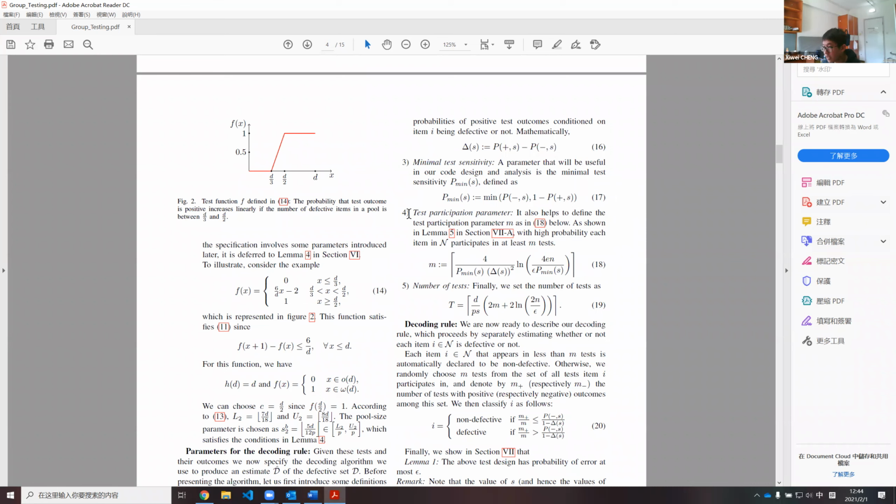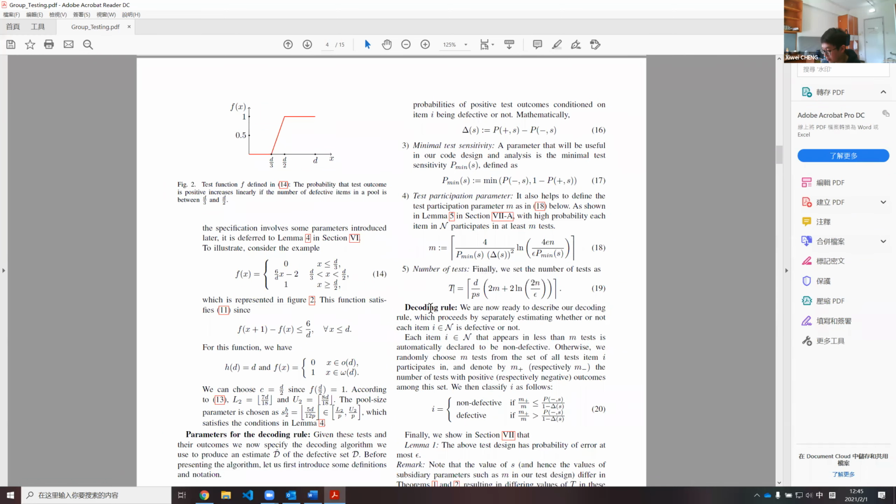Then there is the test participation parameter, which is a lower bound on the number of tests that one item must take. And finally, we claim that this number of tests, capital T, is enough to solve the problem.